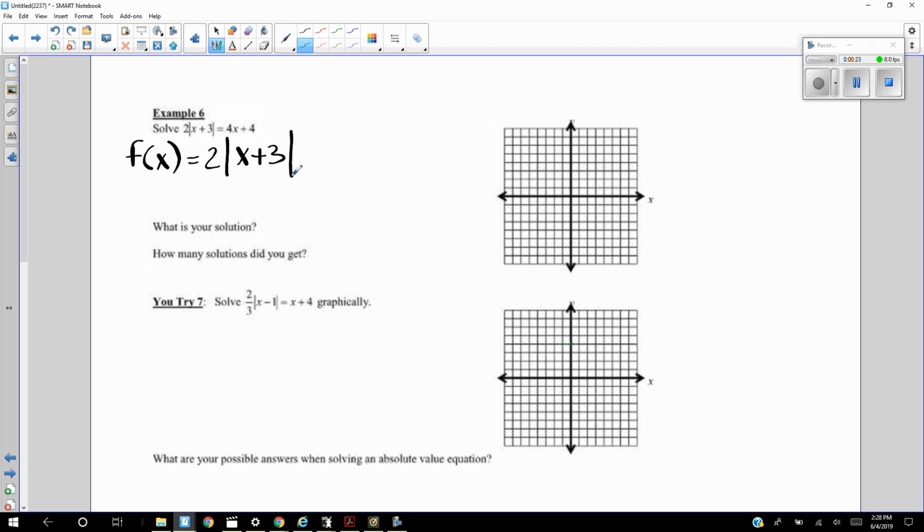Of course, that's a shift left 3. And we're stretching the y's by 2, or we can treat that 2 as a slope as well. We're going up 2 right 1, up 2 left 1. Remember, you can also use the graphing calculator if you need to on some of these to help you come up with some of these points.